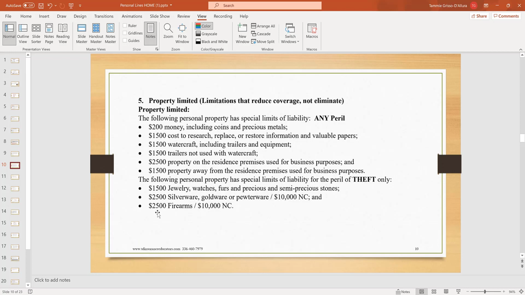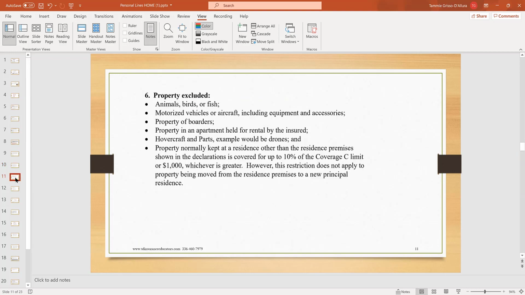So again, this is property limited. These are property that reduces coverage. They don't eliminate coverage, but they definitely reduce that coverage C contents limit. And some are for any peril, no matter what happens to it. That's the peril that it covers. And then some are just for theft only. So be sure to differentiate between any peril and theft only, and know what is excluded, or not excluded, but limited for any peril, and what is limited for theft only.